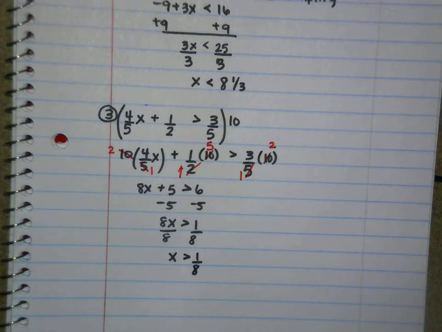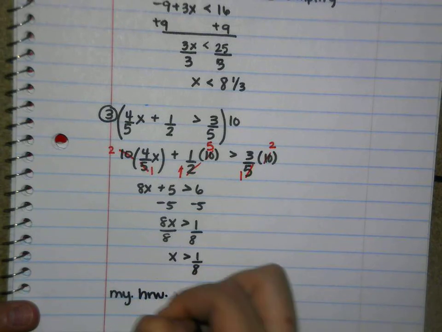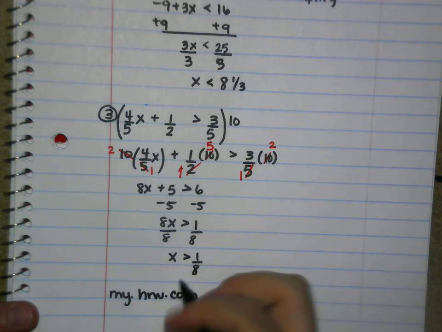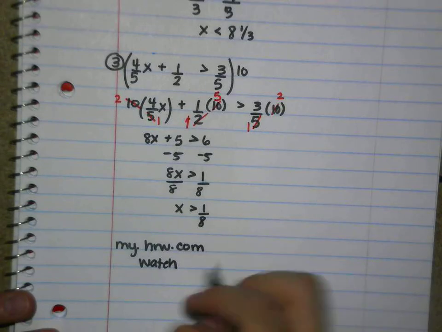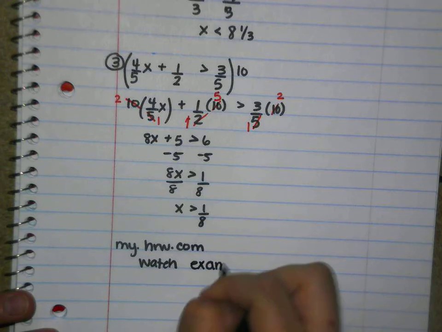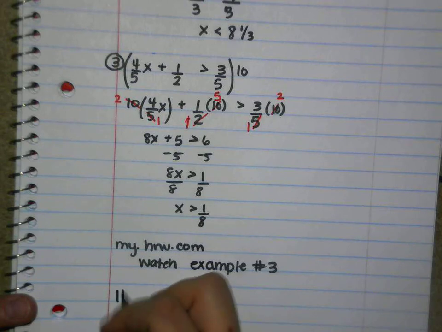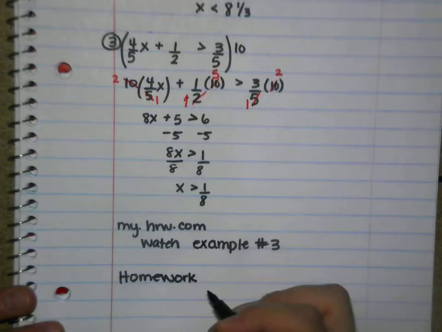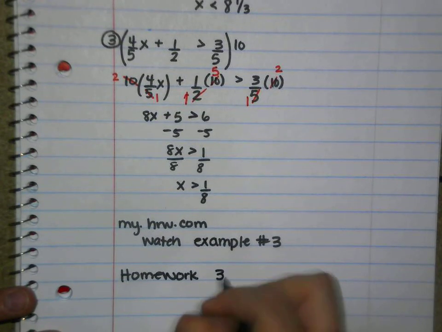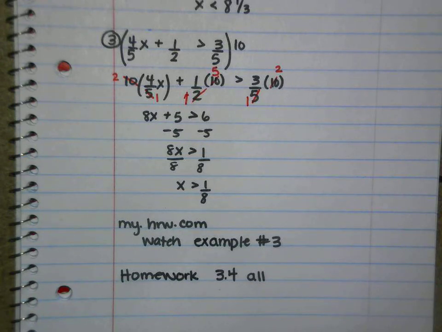And now I want you to log on to www.hrw.com, and I want you to watch example number 3. And when you are done watching example number 3, you are going to start on our homework today. Our homework is going to be 3.4. And I think we're going to do all unless I tell you otherwise. Okay, if you have any questions, please make sure you ask me. Otherwise, have fun on the homework.